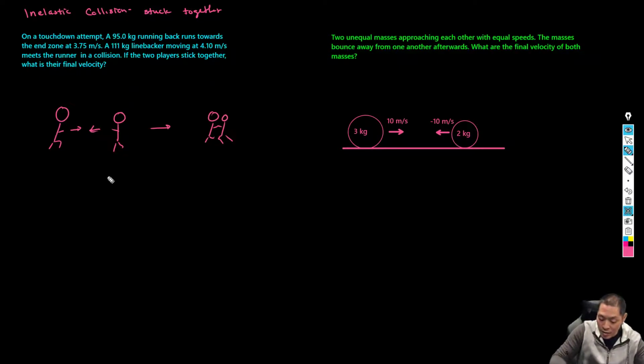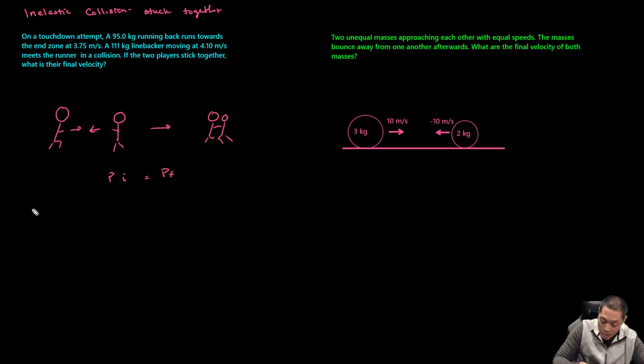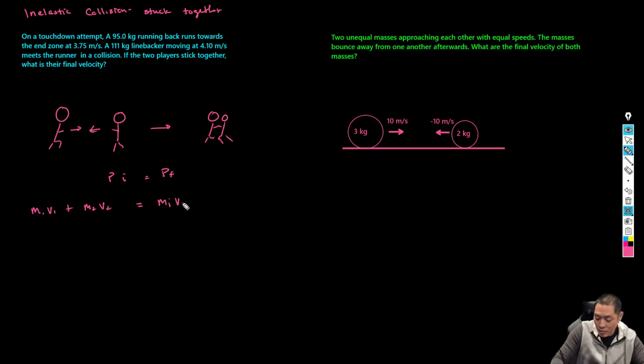So you have initial momentum is equal to final momentum, and then you kind of just plug everything in. Mass of one person, velocity of one person, plus mass of the second person, velocity of the second person is equal to mass of the first person, velocity of first person, plus mass of the second person, velocity of second person. These are all initial, and these are all final. What makes this nice is that when they're stuck together, their velocities are the same. So you can kind of rewrite this a little bit differently.